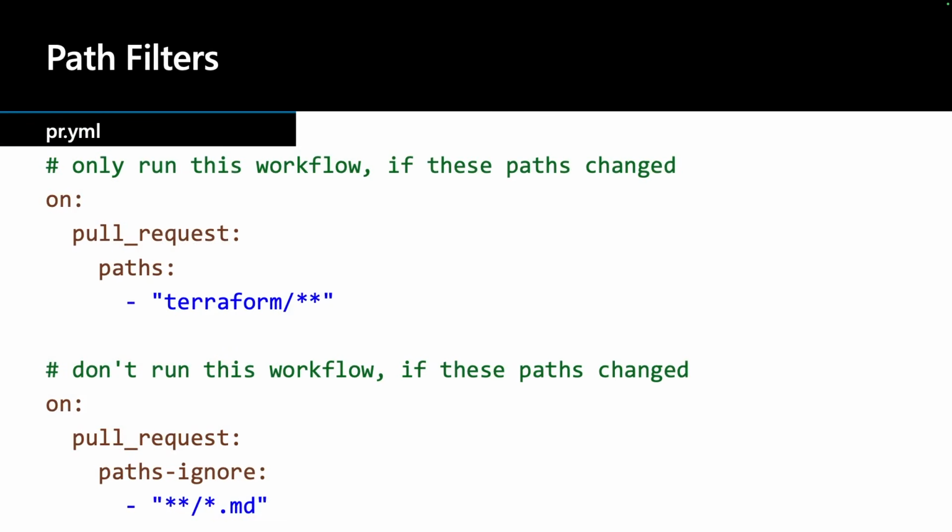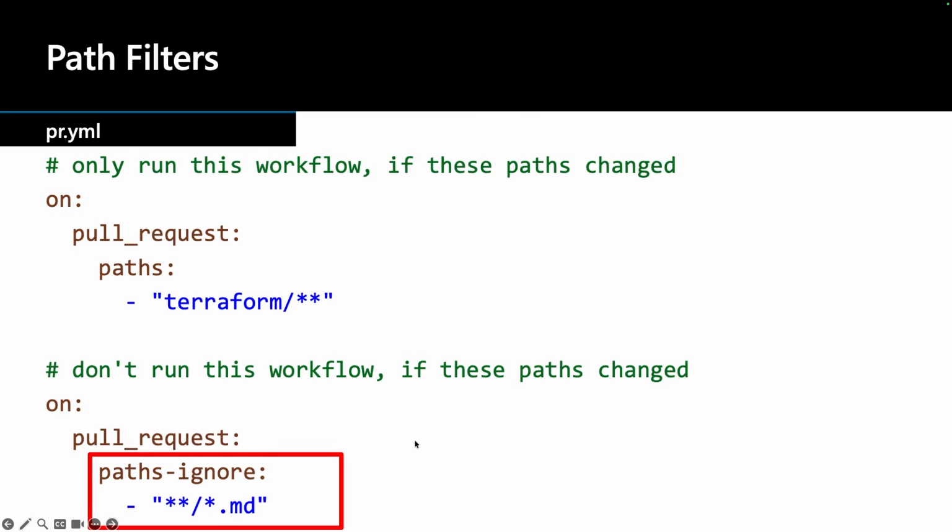All right, another feature people overlook in GitHub Actions is path filters. So the idea behind this is, hey, I only want to run this workflow if these paths change. So for instance, let's say I've got some Terraform infrastructure as code stuff. Well, I only want to run this particular workflow if the Terraform folder changed, or whatever the case is. You can also do the opposite and say, hey, don't run this workflow if a markdown file just changed, because maybe, for instance, I'll just scope that to README in general.